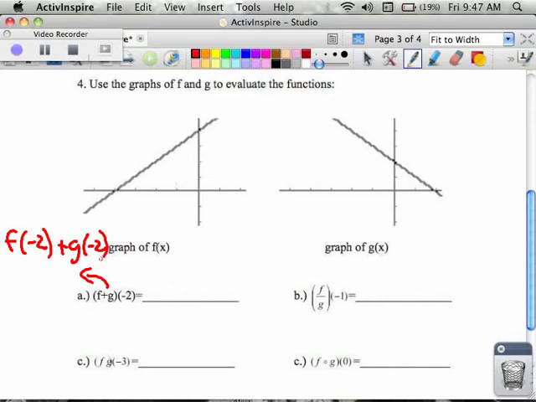What do f and g of something mean? What's the way that we used to talk about it all the time? F of x, what does that mean? Y. The y value. That's all we're asking for.